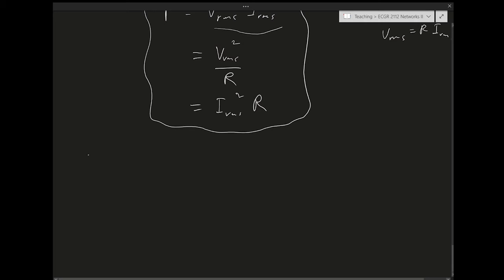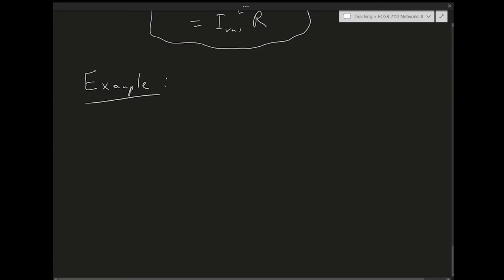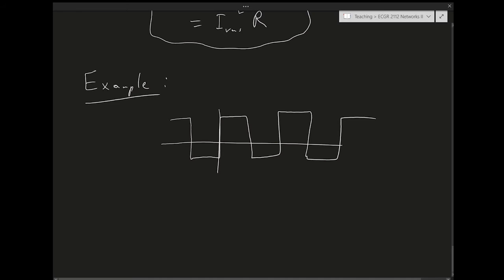Right, so let's do an example from the textbook. What if this is the form of the periodic waveform? So I have a waveform that looks like this. It's a square waveform, I guess. We can call this a square waveform, right? This is, let's say, a current, and this current is passing through a resistor. What's the RMS value of this current?